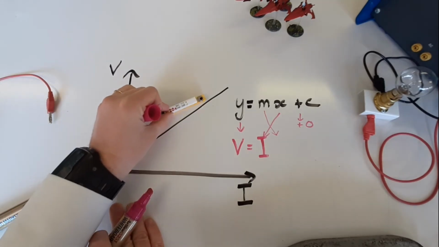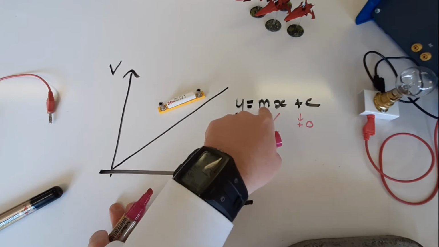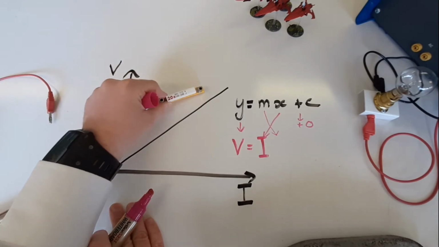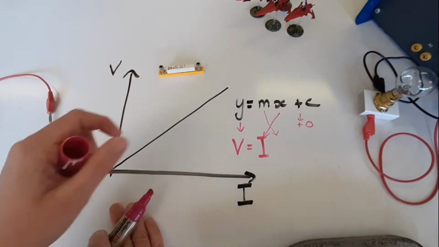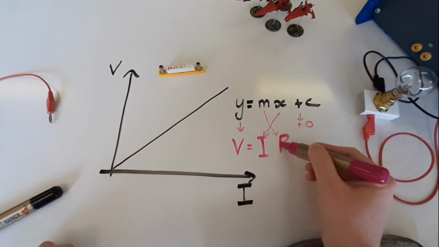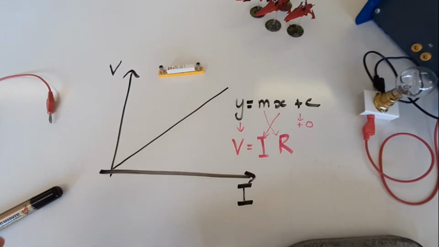Now this is an ohmic resistor. It stays at a constant resistance. The gradient stays constant. Hopefully you are putting this together now. The gradient of this line is the resistance. So this is how you can work out the resistance by plotting voltage against current. And there you go. So R, V equals IR. That is Ohm's law, V equals IR.